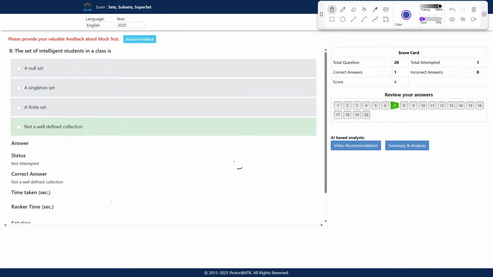Why? Because you are not able to decide what elements or what students will be in this set. When you are not able to decide, this gives you a not well defined condition. So it is not a well defined collection. Clear? I hope the explanation is clear to you.